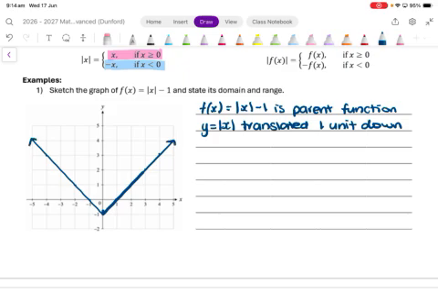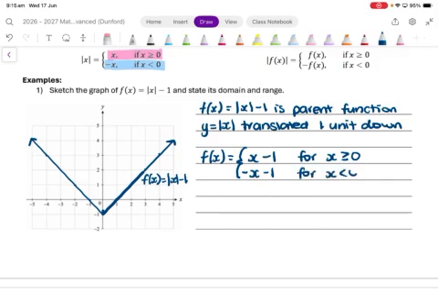Okay, so that is our function f(x) equals the absolute value of x minus 1. So we can do it that way. That's way 1 of sketching our absolute value functions. Our other way is to look at our piecewise function. So f(x) equals, we have our positive version of x minus 1, and that is for x greater than or equal to 0. Or we have our negative x minus 1 for x less than 0.